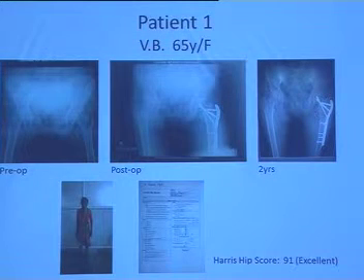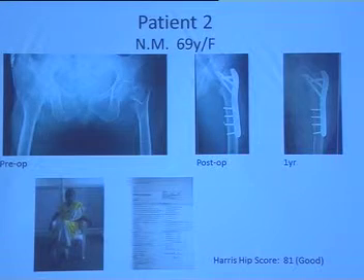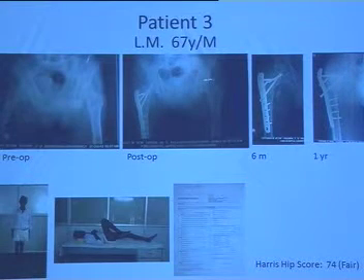These are some case examples. This is one patient, a 65-year-old lady, who did very well. The fracture has united without any problems, and she has an excellent Harris hip score of 91. Another patient, a 69-year-old lady, with slight varus collapse on the X-ray, but a good Harris hip score, functionally doing very well. The third patient was not so lucky.